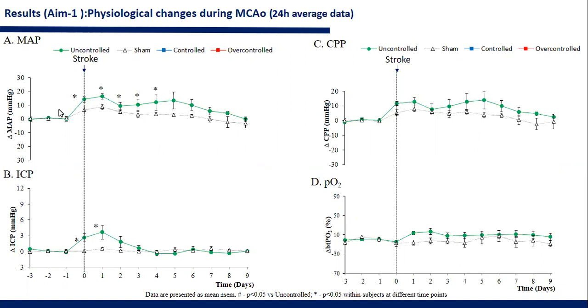So in the uncontrolled group, post-stroke blood pressure was increased along with the ICP, CPP, and tissue oxygen. However, tissue oxygen and perfusion pressure did not reach a significant level above the baseline level.